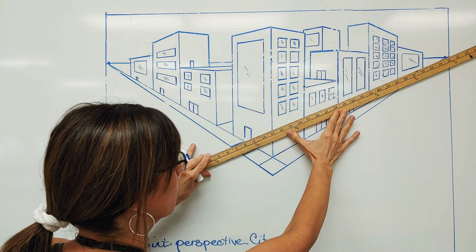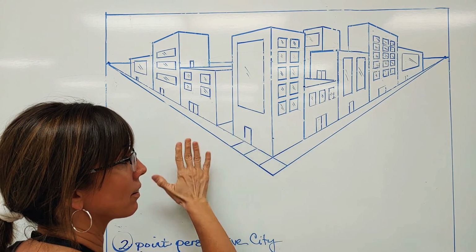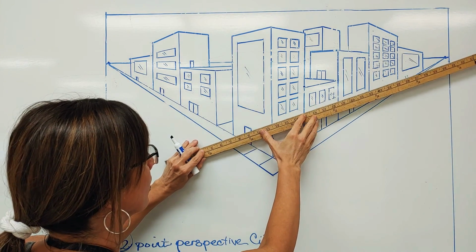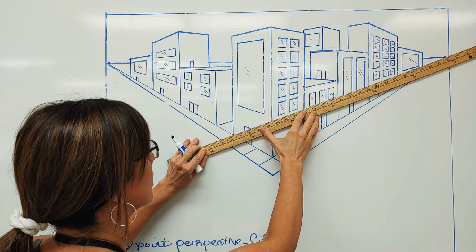So I am definitely lined up with the point. These lines on the left are going to the right point. I'm really hoping this makes sense.